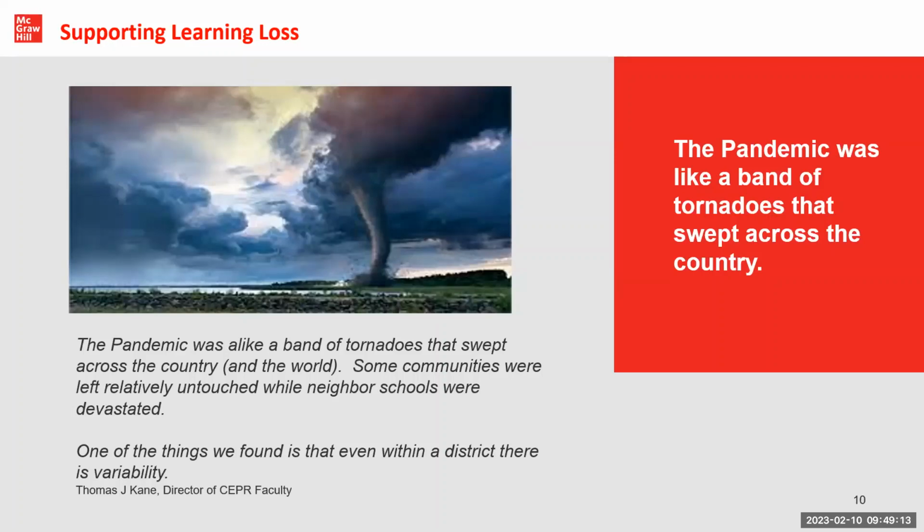In fact, one of the things we found is that even within a district or a group of schools, the impact of COVID was variable. It was different from school to school. Now, I want you to think about this for a minute.